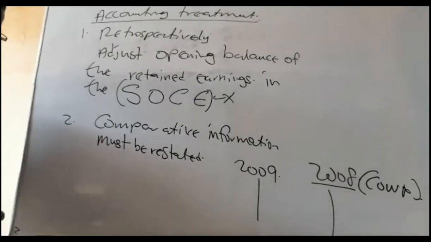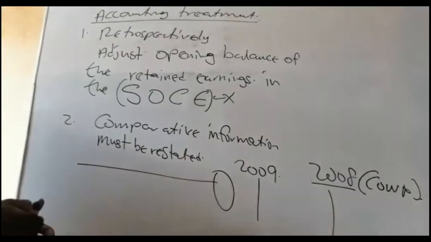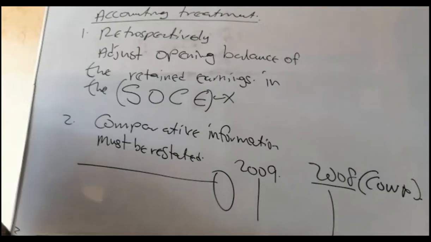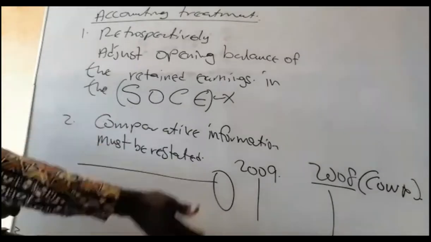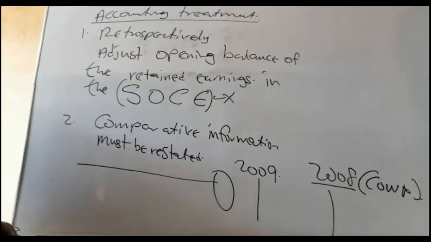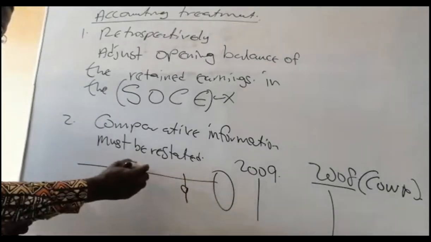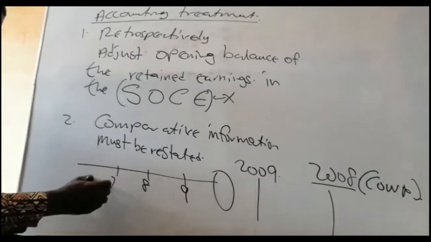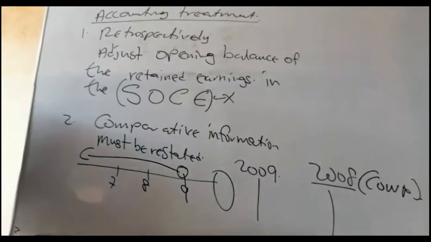So we are saying, what if adjusting the opening balance of the retained earnings is not possible? Why? We can ask what the circumstances are that will make it not possible for you to adjust the opening balance. For instance, the new policy that you have adopted has no bearing on the previous period. Meaning the new policy that you've adopted in 2009, for 2008, let's say 2007, has no effect. The effect is zero.